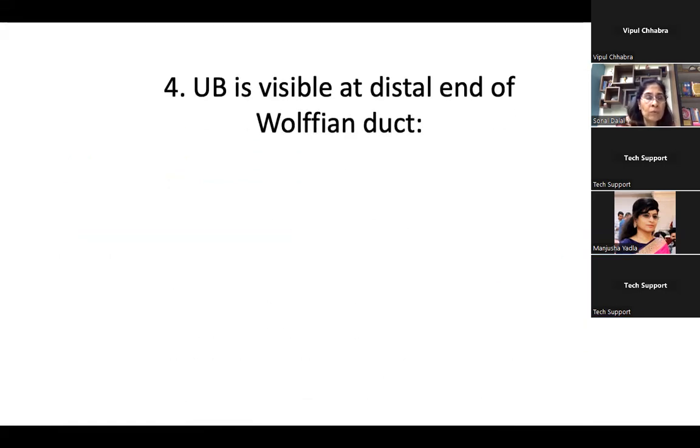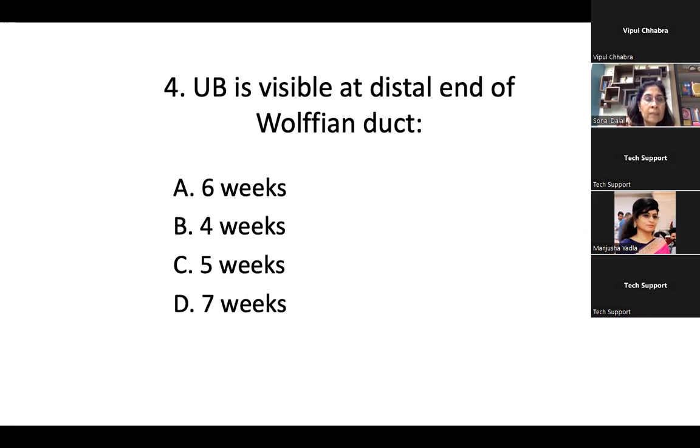Question number 4. The urinary bladder is visible as a distal end of the Wolffian duct. At which age of gestation? Option A is 6 weeks. Option B is 4 weeks. Option C is 5 weeks. And option D is 7 weeks.